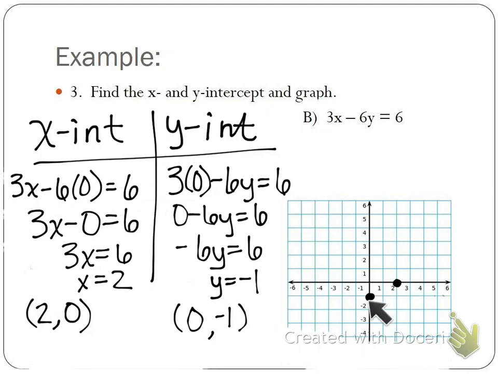So, we're at -1 on the y-axis. Now we just have to make our line going through those points. That's better. Arrows on the ends.